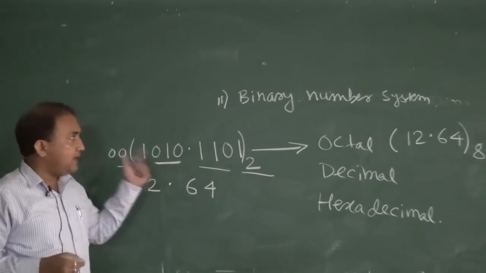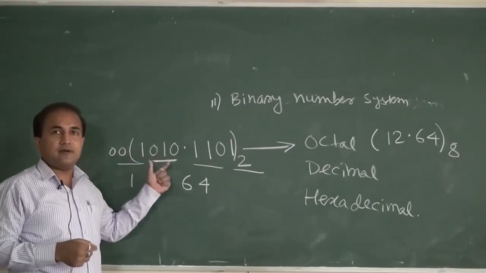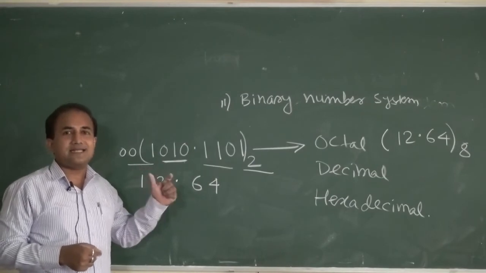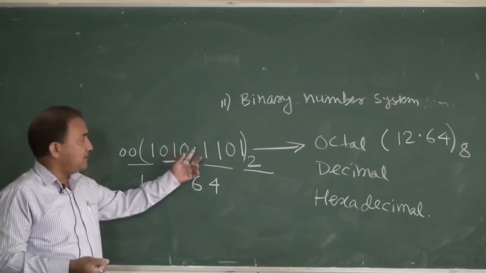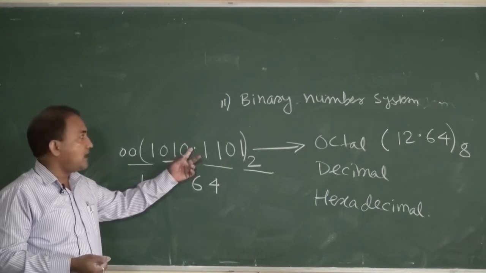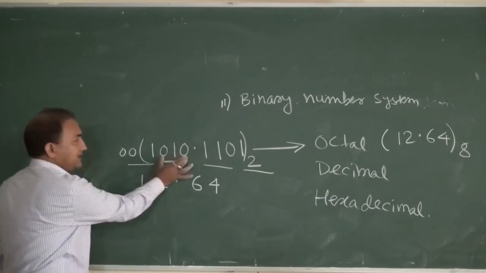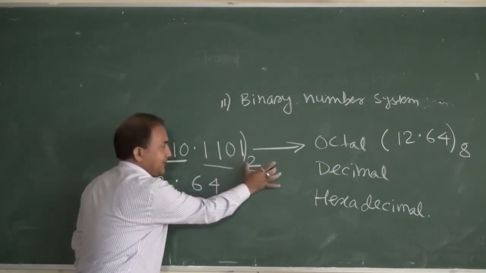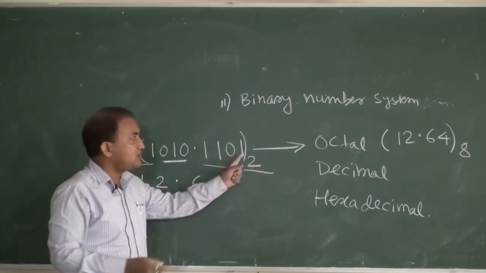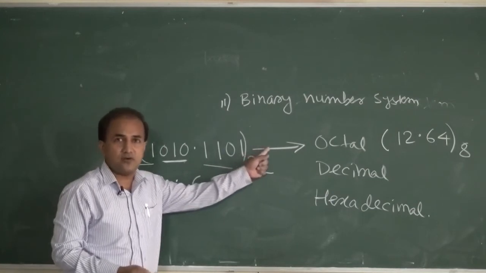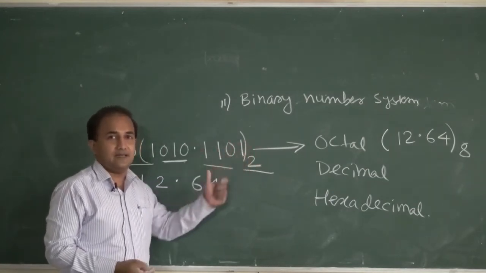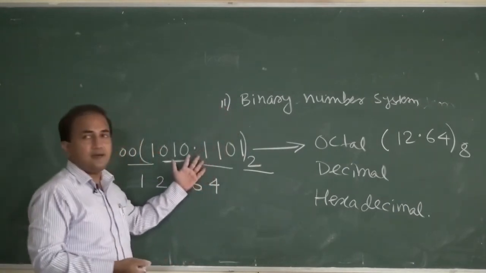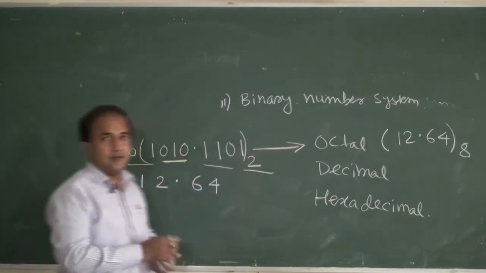So in order to convert a binary number to an octal number, we have to combine 3 bits at a time. This is the point. So we have to combine these 3, these 3, these 3, and these 3. This is 1, so we have to put 0, 0 in order to make it 3 bits. In this way we can convert any binary number to an octal number.